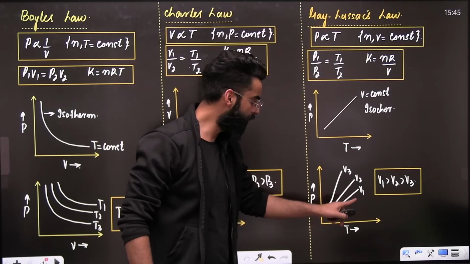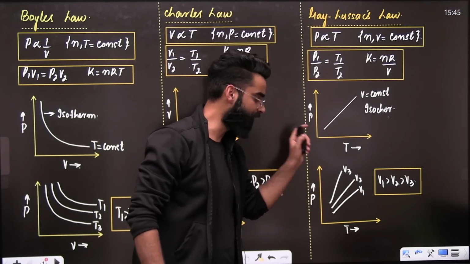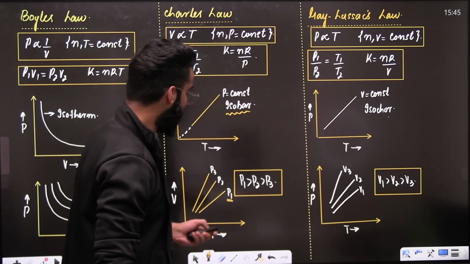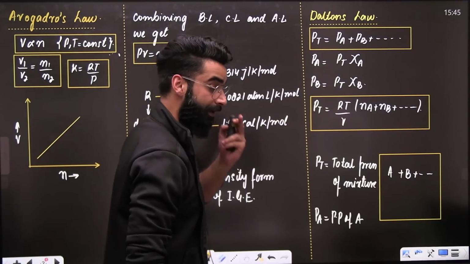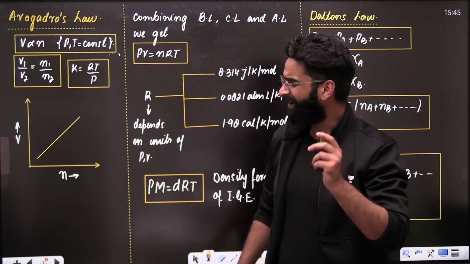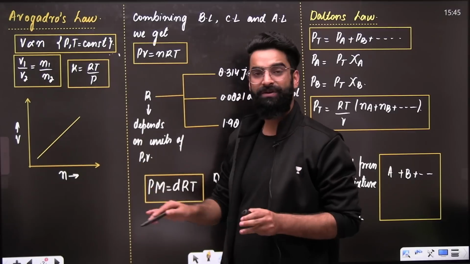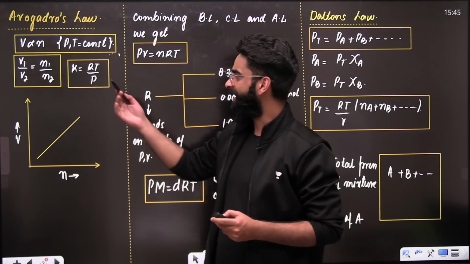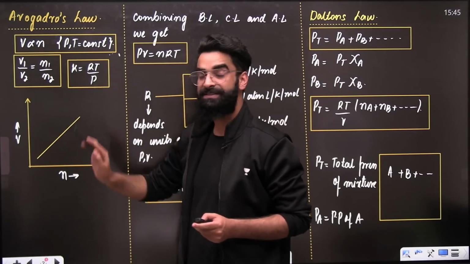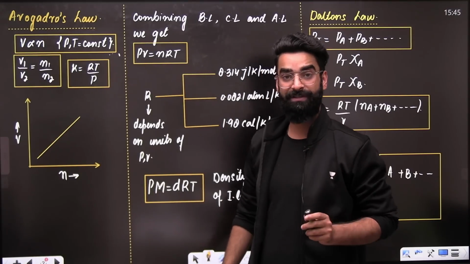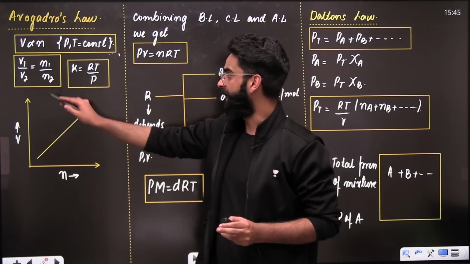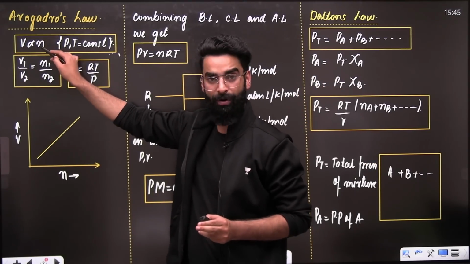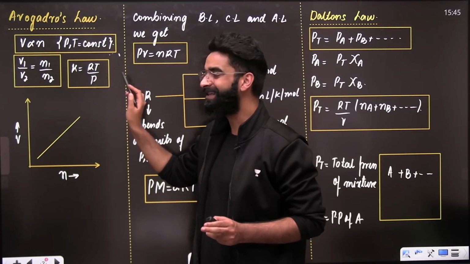Similarly, if you draw 2-3 graphs between pressure and temperature, kept at different volumes, which volume is always going to be more? V1 will be more than that of V2, will be more than that of V3. Similarly, Avogadro's law is valid only when pressure and temperature of the gas is kept fixed. And as per Avogadro's law, volume of the gas is directly proportional to number of moles of the gas. As simple as that. If you remove the proportionality sign, you'll get a constant whose value is equal to RT divided by P.